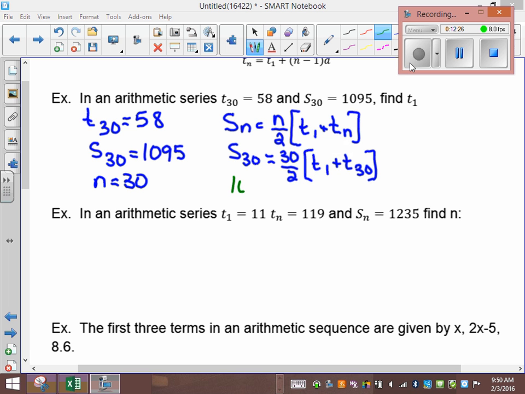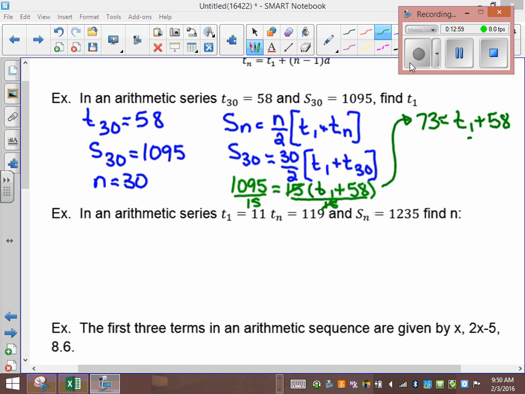So S30 is 1095 equals 15 times T1 plus 58. You could distribute the 15 in and then solve. I'm going to divide the 15 over first. 1095 divided by 15 is 73. Equals T1 plus 58. Subtract 58. And T1 equals 15. Make sense?